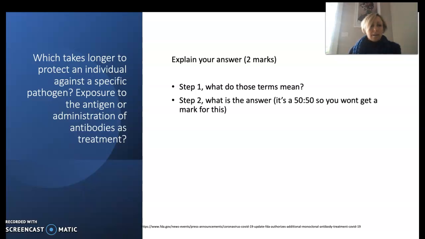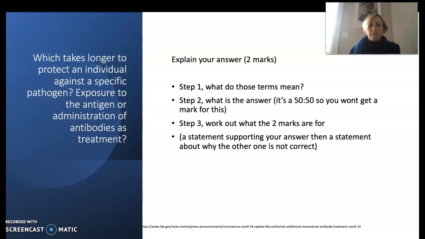So obviously you could answer exposure to the pathogen or antigen, or you could choose administration of antibodies. Neither of those two will give you a mark. It's important to know that if you are posed a 50-50 by VCAA, it's the justification that gets you the marks. So how do you construct this answer? Firstly, think about the mark allocation. If it's a 50-50, you need to go to the next step.